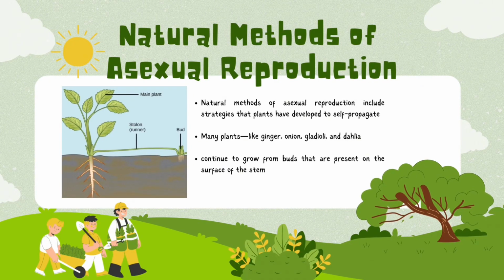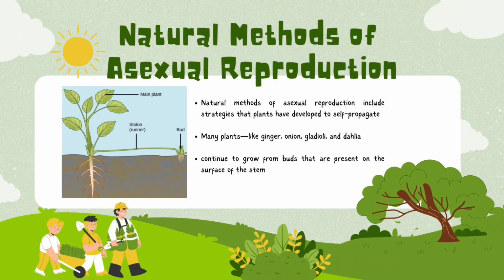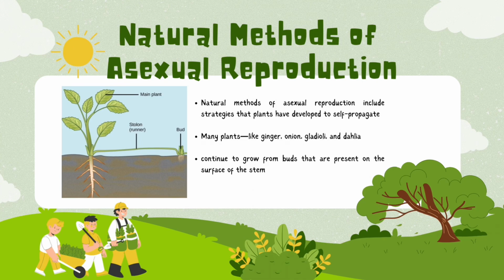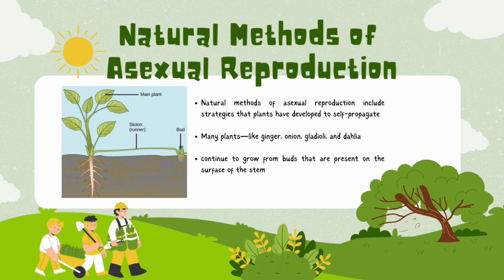Natural methods of asexual reproduction include strategies that plants have developed to self-propagate. Many plants, like ginger, onion, gladioli, and dahlia, continue to grow from buds that are present on the surface of the stem.